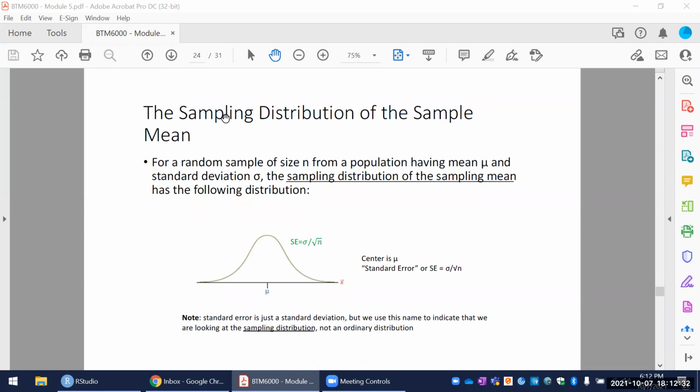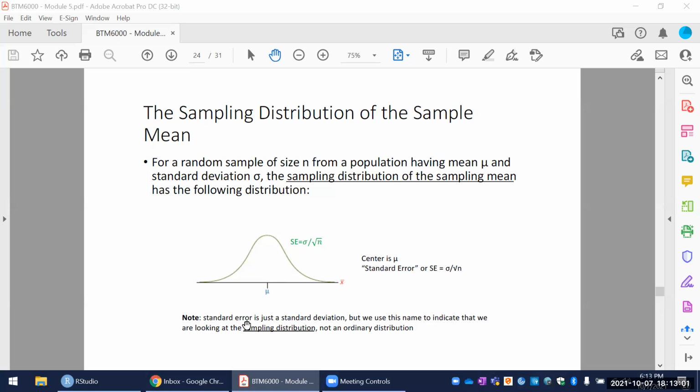So the sampling distribution of the sample mean of size n from a population having a mean mu and a standard deviation sigma is the following distribution, with a standard error of the mean equal to sigma divided by the square root of n. The center here is again the population mean, whereas the standard error around this population mean is sigma divided by the square root of n.